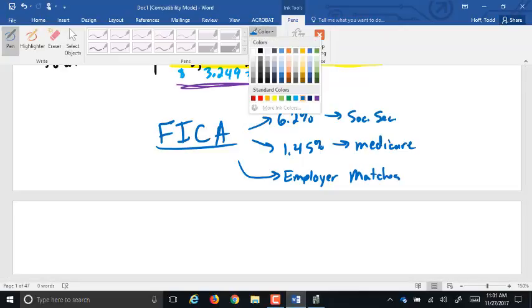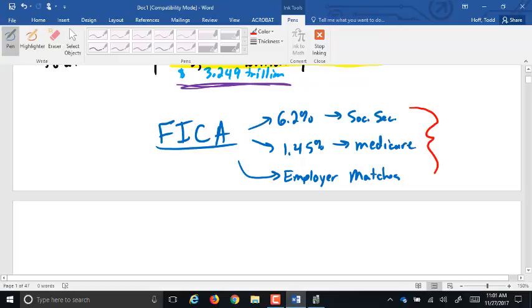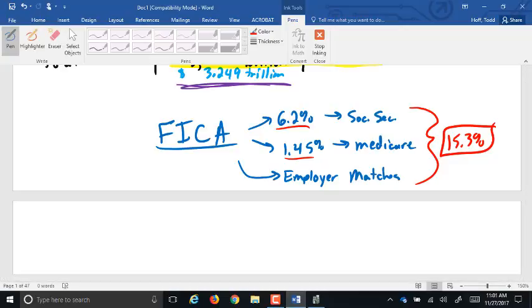So what that does is that gives you a total, if you were to add those up and then double it for your employer match, 15.3% of every penny you earn goes for FICA taxes. Now your income tax rate can actually be anywhere from negative up to, I believe the highest tax bracket now is about 40%. Most people are paying around 12 or 15% for income taxes.